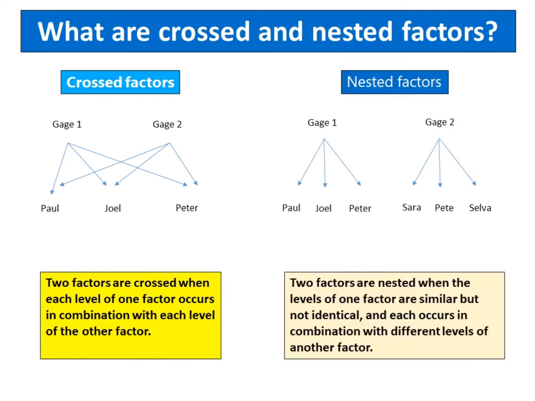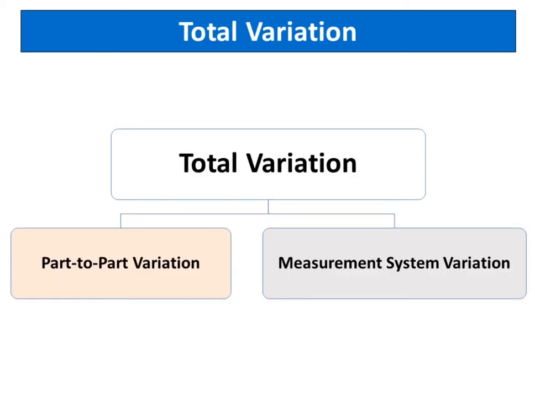Two factors are nested when the levels of one factor are similar but not identical, and each occurs in combination with different levels of another factor. For example, if gauge 1 is at one location and gauge 2 is at a different location, each gauge will have different operators. Total process variation is broken into two sources: part-to-part variation and measurement system variation.